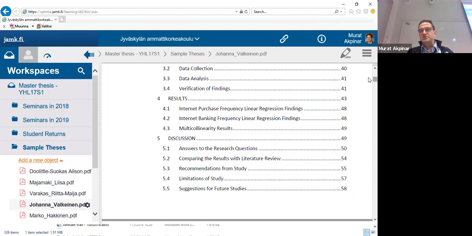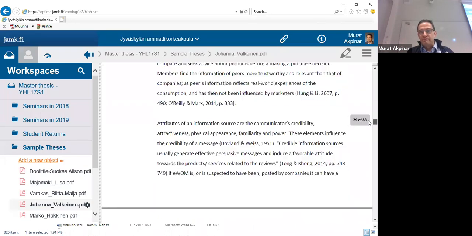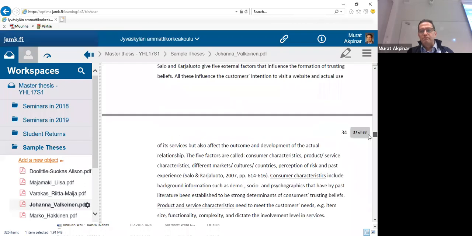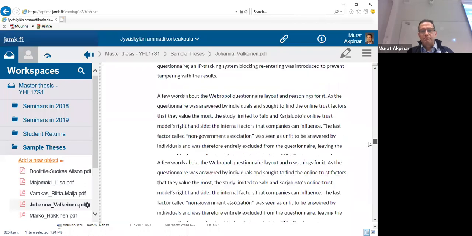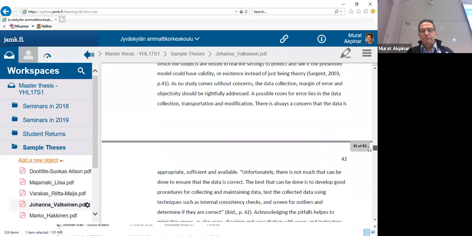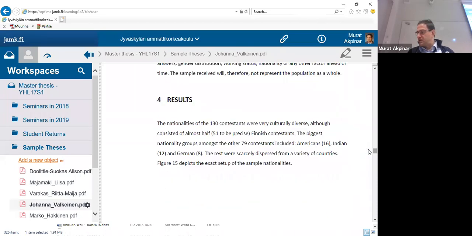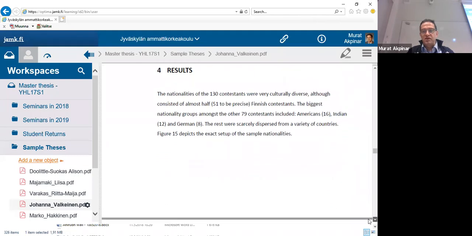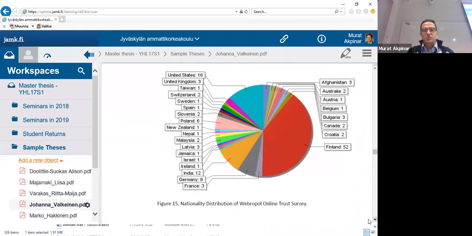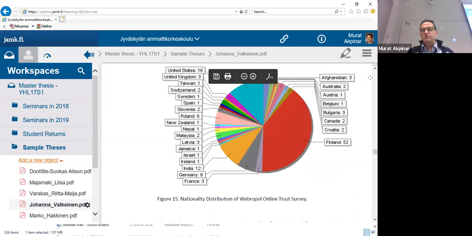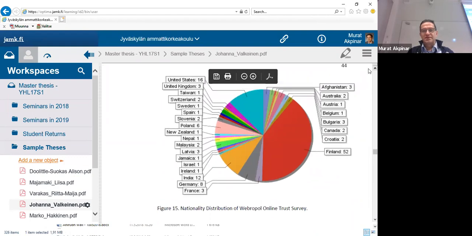Maybe some more tips about what you should not do. So here comes the results. Okay. Starting with some descriptive statistics about the nationalities of the respondents. Oh my God. She wants to impress us with some figures.